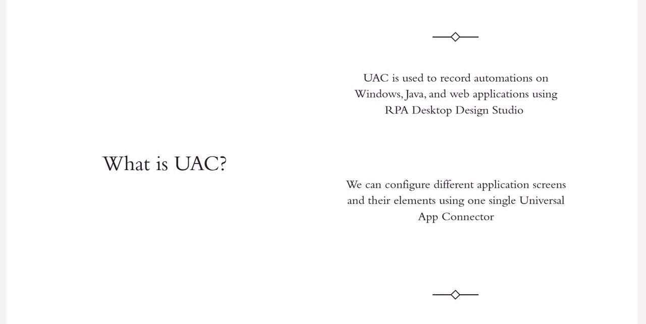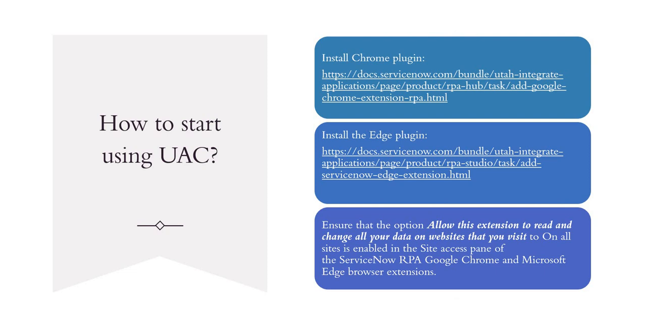Also, we can configure different application screens and their elements using one single Universal App Connector. So, if you want to record a Java application, then a Windows application, then actions in Chrome browser, then in Internet Explorer, all these automations could be done using Universal App Connector at just one place in one project. So that's the advantage of using Universal App Connector.